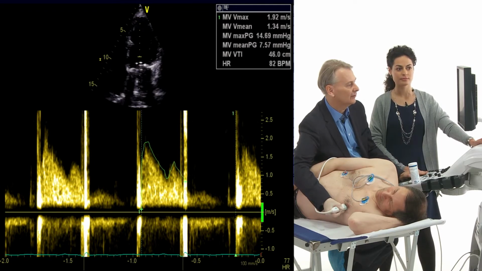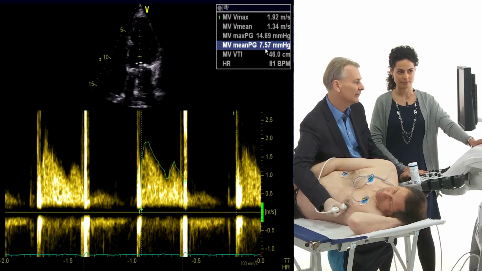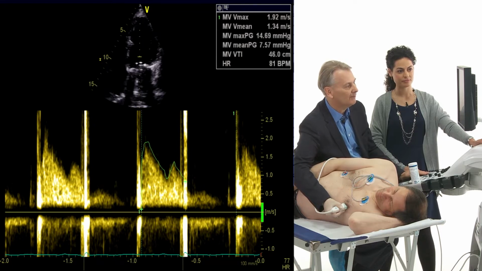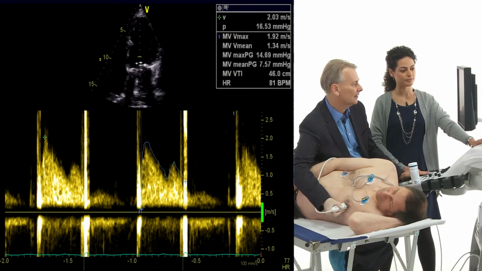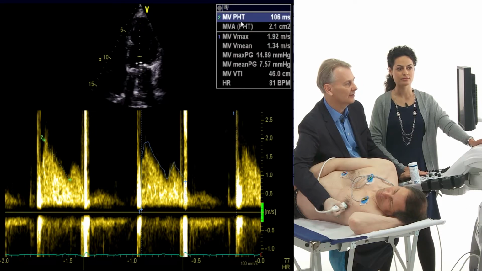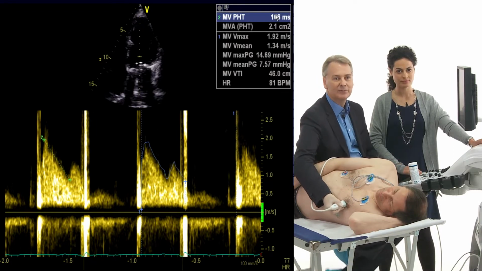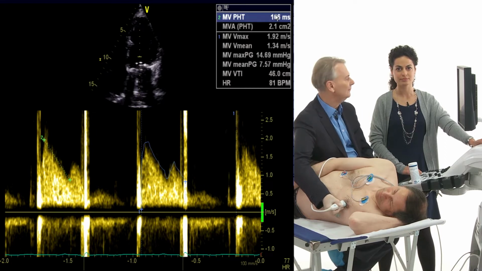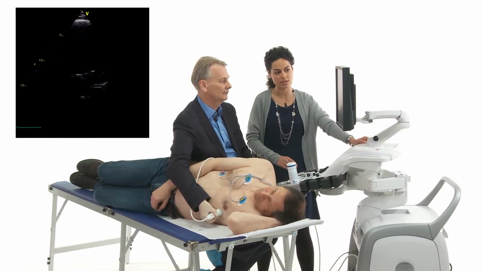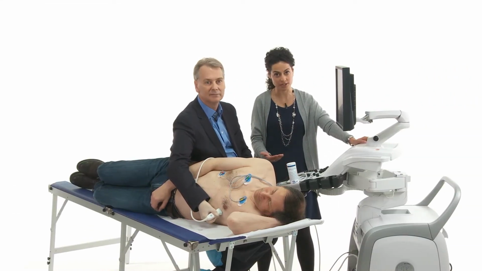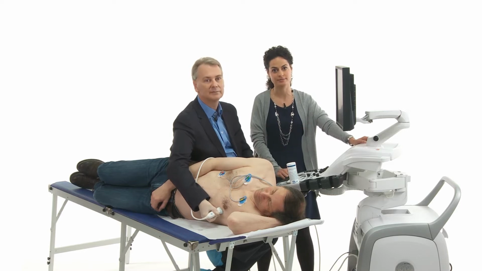And here we have the mean gradient, which is somewhere in the range of 7 millimeters of mercury. So that's quite normal. And then finally what I do is I look at the pressure half-time. This is the deceleration of the initial part of the mitral valve inflow, here we have a deceleration time of 106 for the pressure half-time, which means it's rather steep, which means there is no obstruction. In conclusion, we have a normal prosthetic valve which works fine without any significant degree of obstruction or regurgitation.